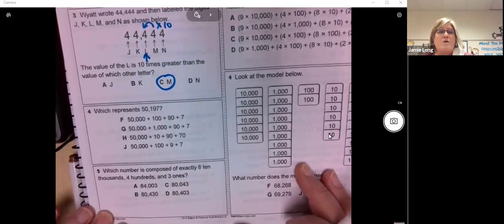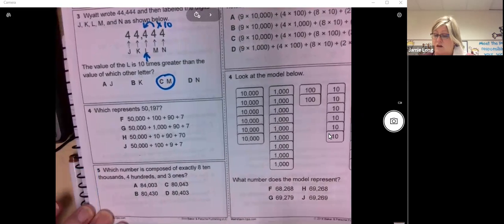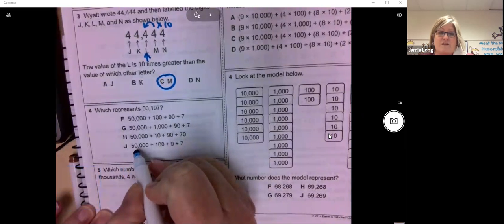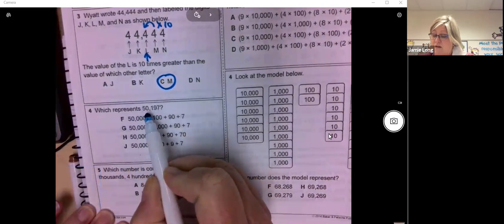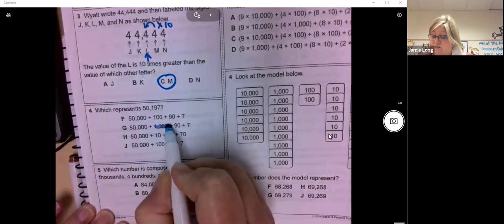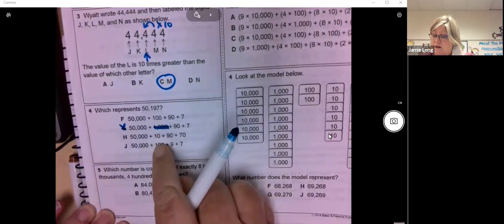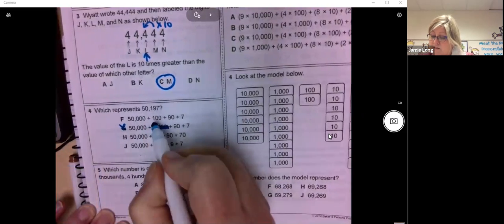So number 4, which represents 50,197. And just like the others, I have a 5 in the 10,000s. Well, these all have a 5 in the 10,000s. So 50,000 is good for all of them. But then any thousands? I don't have any thousands, so it can't be this one. And then I don't have any thousands there. So 100, there's a 100.